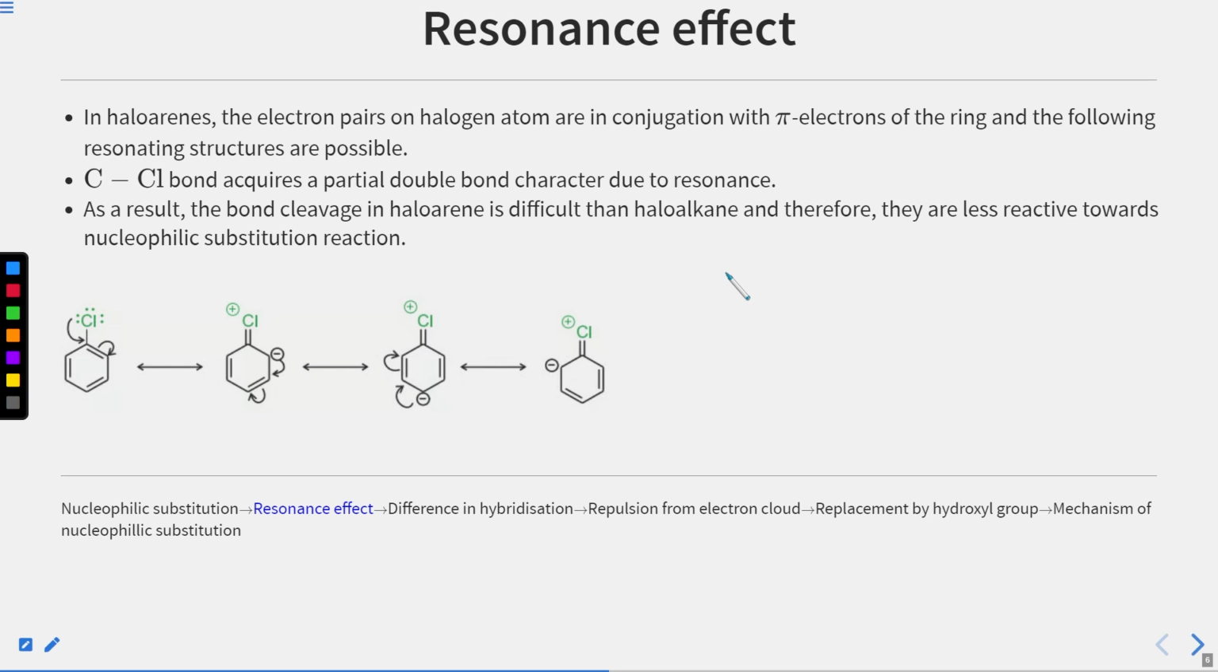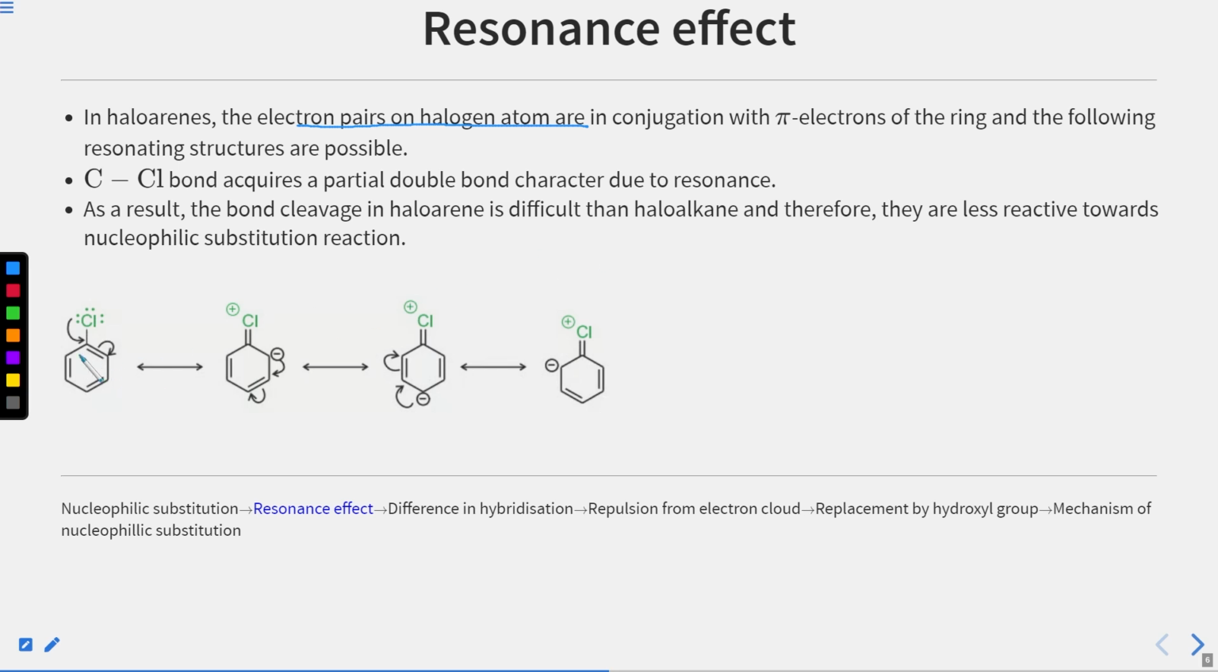So you are aware about this resonance. First of all, you must be having a good idea about this resonance. Now if you look at this compound here, this chlorine here has a lone pair. So the same thing is written here, that the electron pairs are present on the halogen atom, and this lone pair is in conjugation with the pi electrons of your benzene ring.